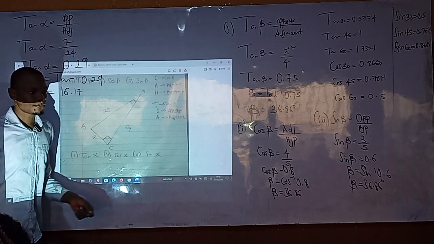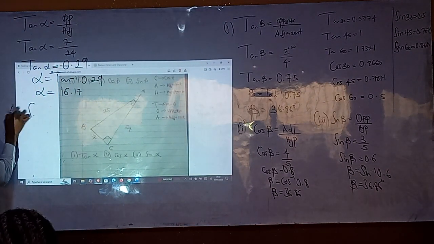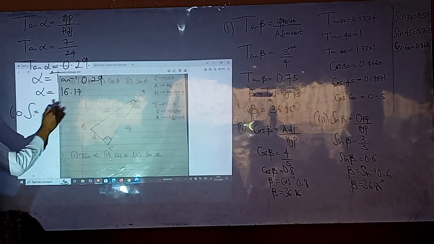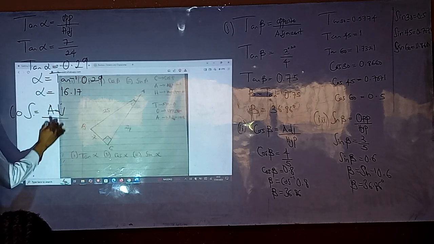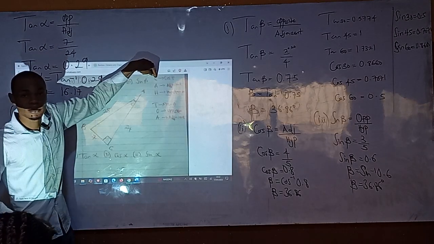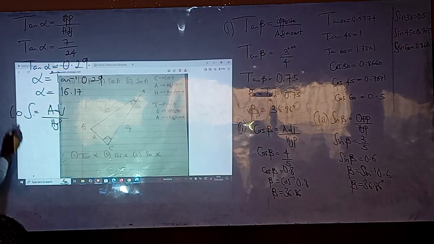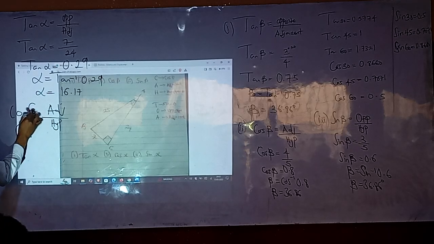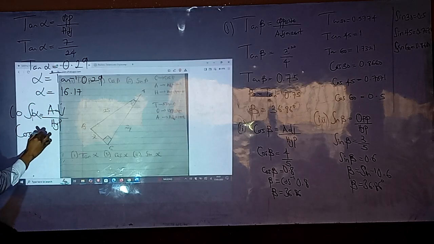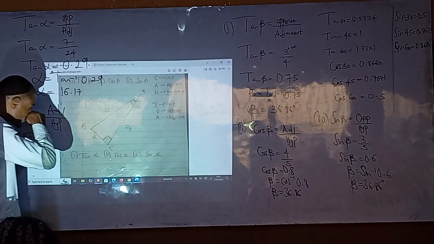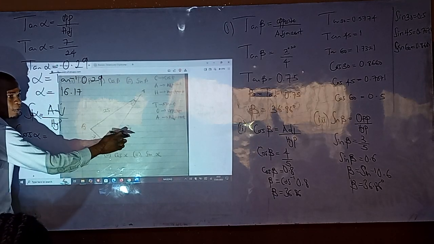How can you get cos alpha? See it again. What's the cos formula? Cos theta equals adjacent over hypotenuse. That's cos. So cos alpha: where is your adjacent? 24.